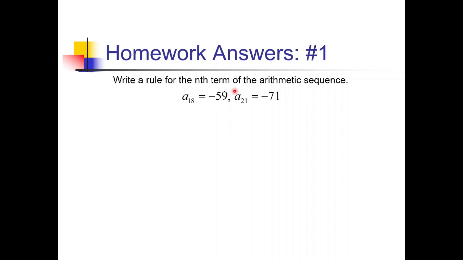Figure out a rule for the nth term of this arithmetic sequence. We're going to have to figure out the a1, the initial term, and also the d value, the common difference. Let's start by getting the d value, and then we'll talk about that initial term.